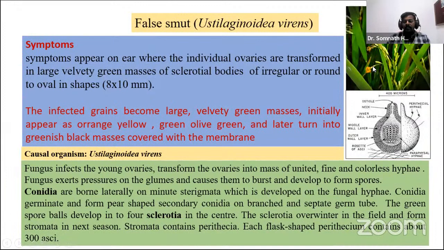So if the membrane is ruptured, then the color will be orange or yellowish, and after that it will be dark green. The causal organism is Ustilaginoidea virens.